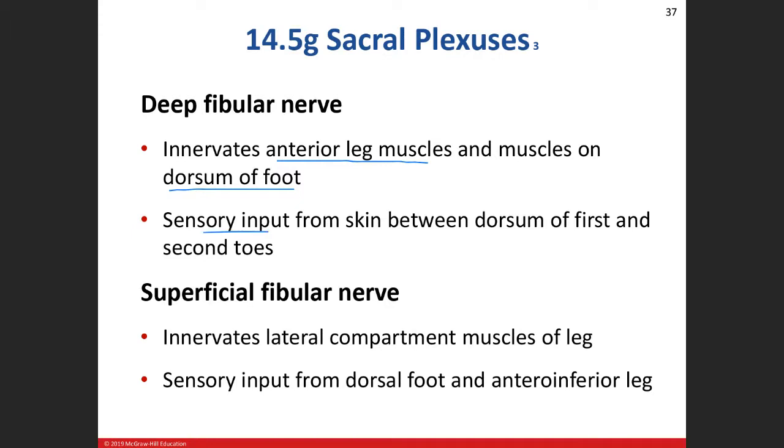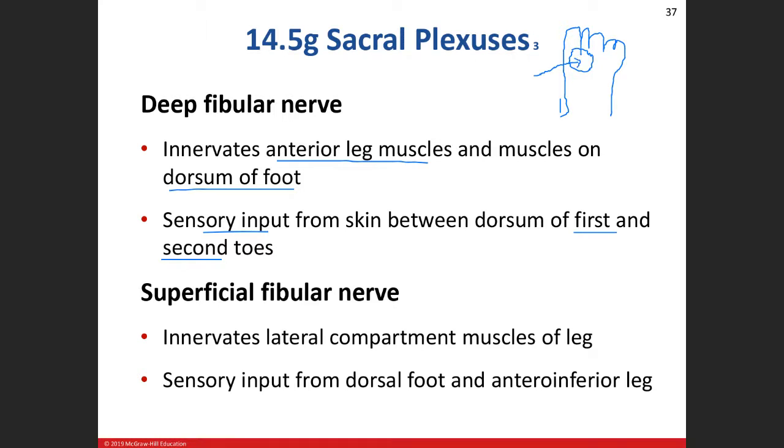The sensory input is going to be on the top of your foot, but only between your first and second toes. That's supposed to be the big toe, then your smaller ones. So it's this little bit of skin right here that it's going to innervate, that webbing area in between the first and second toes.